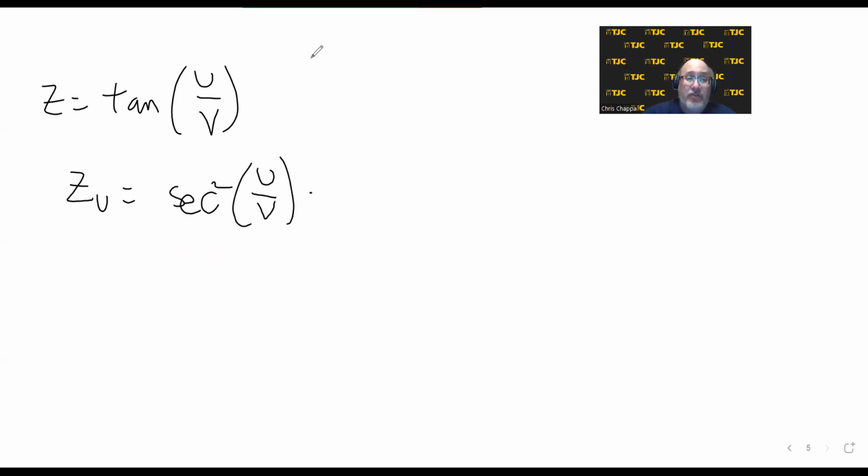But I still got to do the derivative of the inside, and with respect to u, the derivative of the inside is 1 over v. So there's not a whole lot to write here. I could put 1 over v secant squared u.